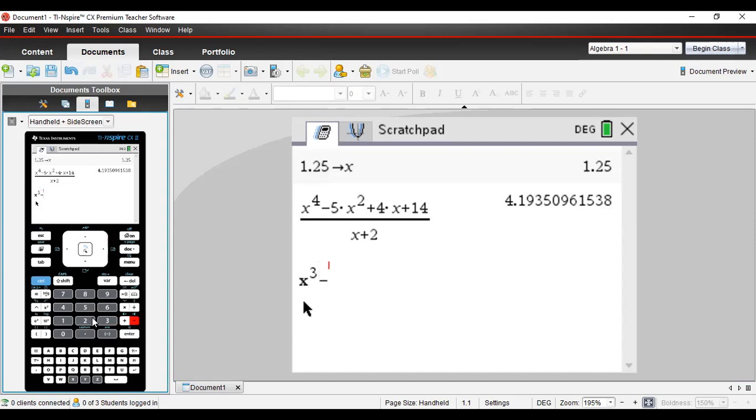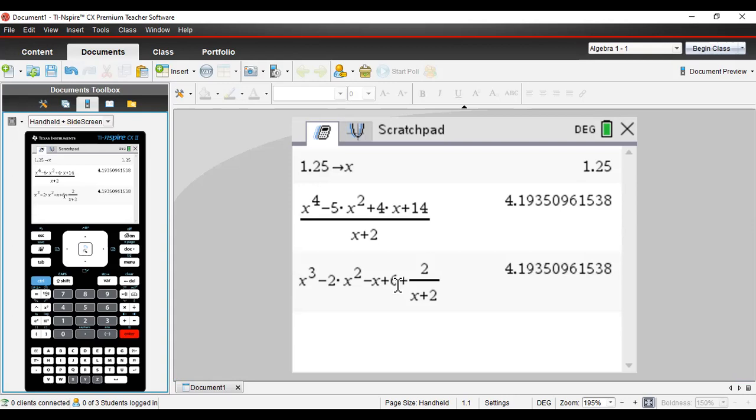minus 2x squared minus x plus 6 plus control divide 2 over x plus 2. Press enter. And the very first one matches. So that means that's our answer. We don't have to check anything else. But I'm going to show you.